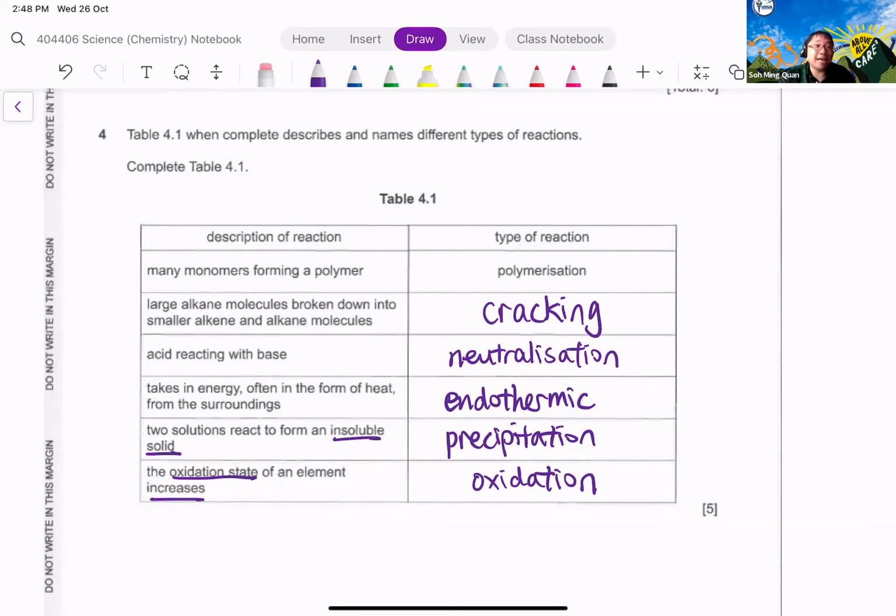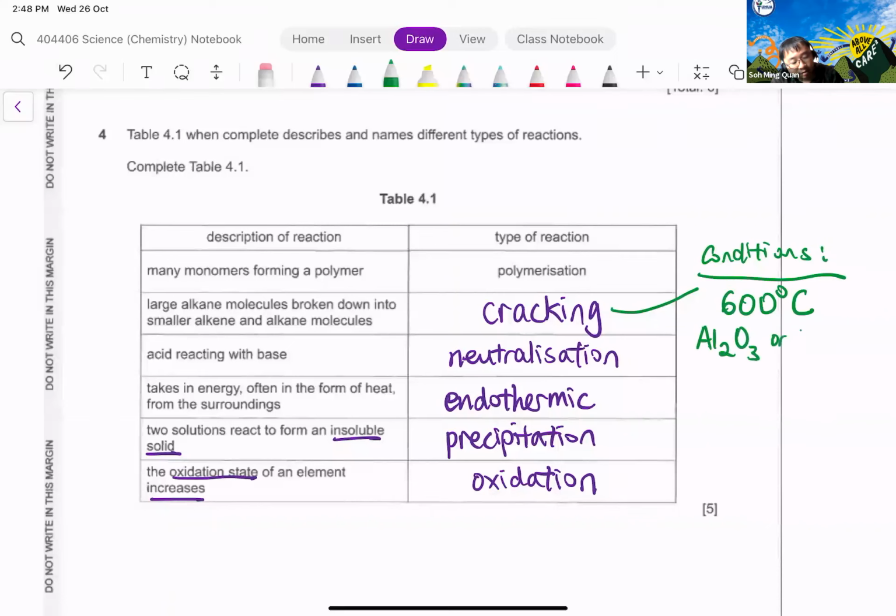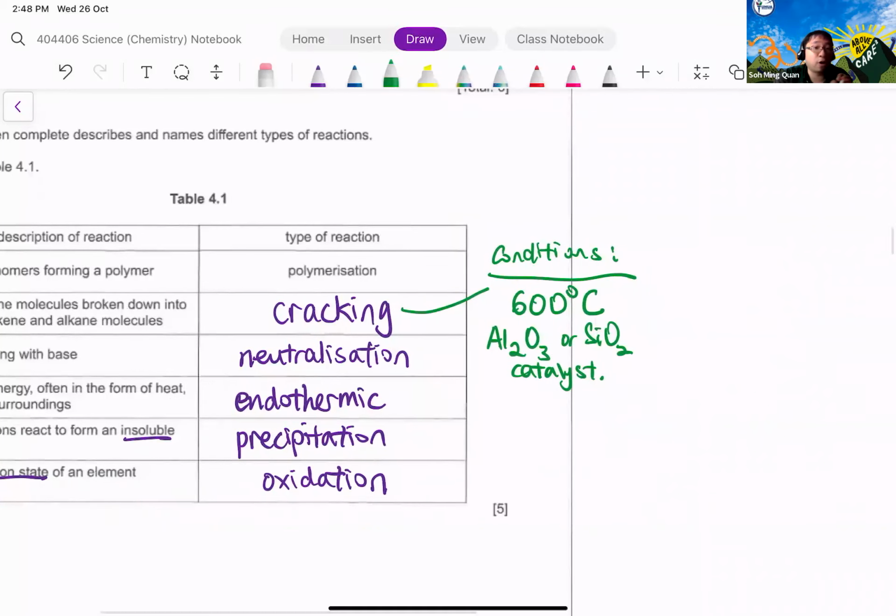Okay, now let's just quickly revise cracking. What are the conditions for cracking? So cracking, the conditions needed, what temperature do you need? 600 degrees Celsius. So you got to remember, cracking 600 degrees Celsius. And the catalyst is aluminium oxide or silicon dioxide catalyst. So that's for cracking. All right. So if you have forgotten, can you please take this down quickly?